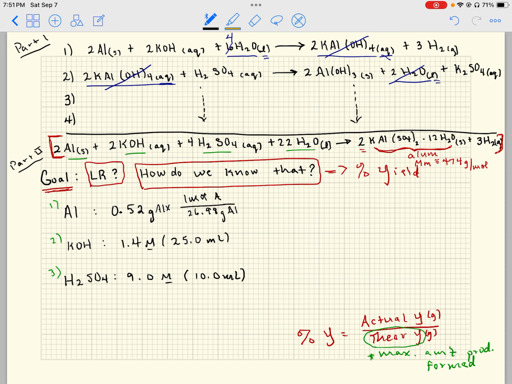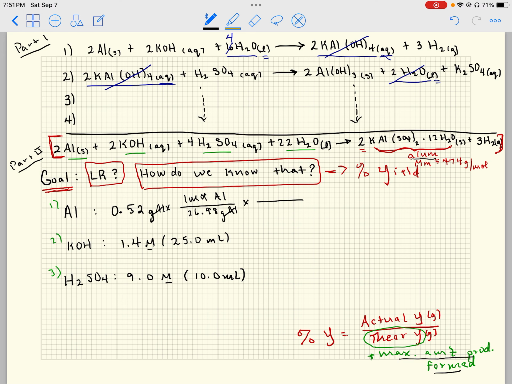That's where I found that molar mass from the periodic table. And if we stop right there, that only tells us the number of moles of aluminum that we started with. It doesn't tell us anything about the maximum amount of the product formed. And in this case, we're interested in how much alum is formed. So to do that, we've got to do a balanced chemical equation conversion.